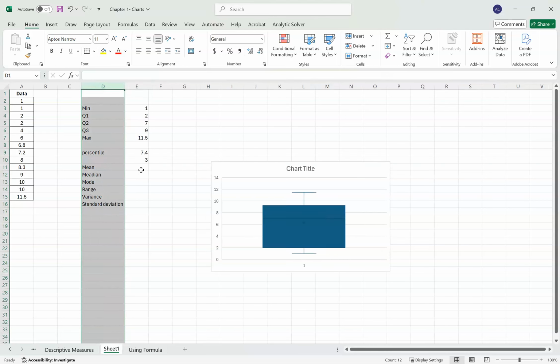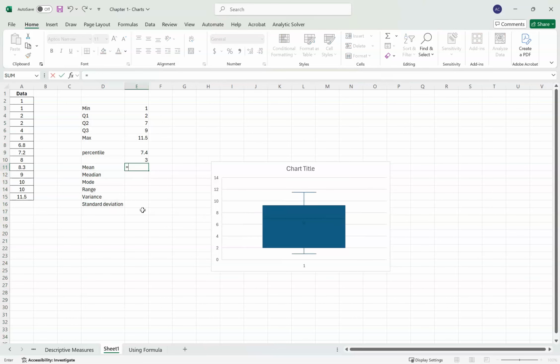Right, now for mean, it is equal to average, open bracket, select the data, and close the bracket. You will get the mean. Here median is equal to median, open bracket, select the data, you will get the median. This should be the same as the quartiles, right? So it's 7, the second quartile.